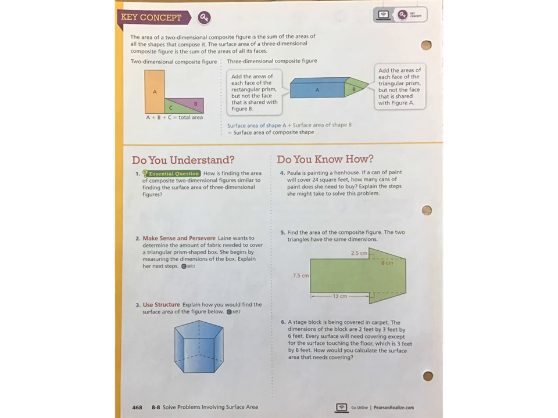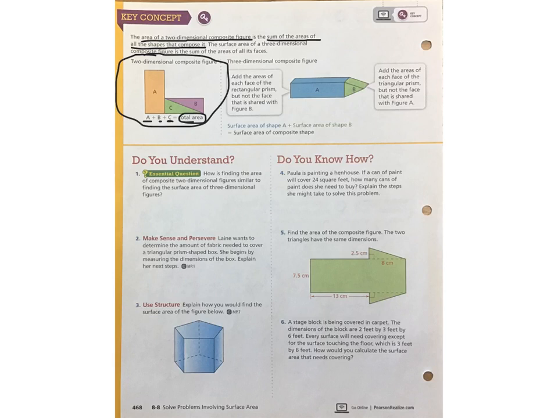Now let's take a look at our key concept. Remember that the area of a two-dimensional composite figure is the sum of the areas of all the shapes that compose it. So the area of this two-dimensional shape is made up of adding the areas for shape A, shape B, and shape C to get a total area.